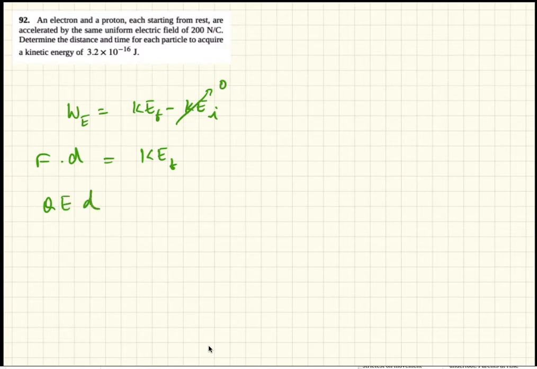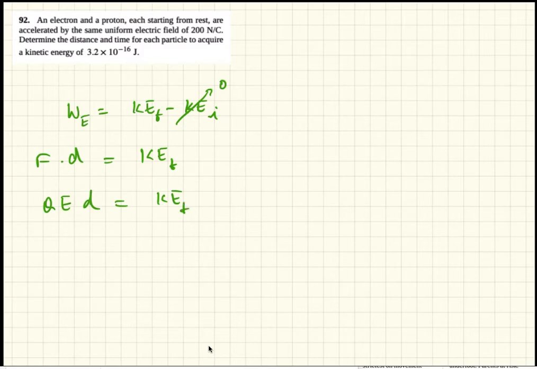Okay, so the work done by the electric field, and the electric field is constant, is equal to the change in kinetic energy. They initially start off from rest, so this is 0. So the final kinetic energy is given. And the work done is the force times the distance, which is Q times the electric field times the distance, and that should equal the kinetic energy.